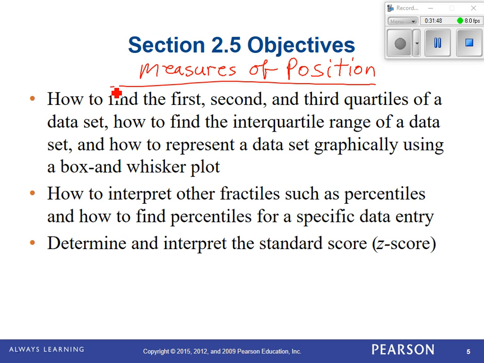Find the interquartile range. That's going to be a big thing today. Be able to draw a box and whisker plot. They're not real hard to draw once you understand what information you need. Fractiles. We're not going to do a whole lot with fractiles. Well, we will do with fractiles. Fractiles is like all of them. Percentiles we're going to deal with. Quartiles we're going to deal with. There's another one that we're not going to deal with.